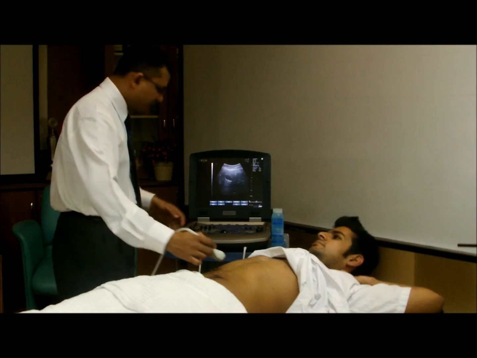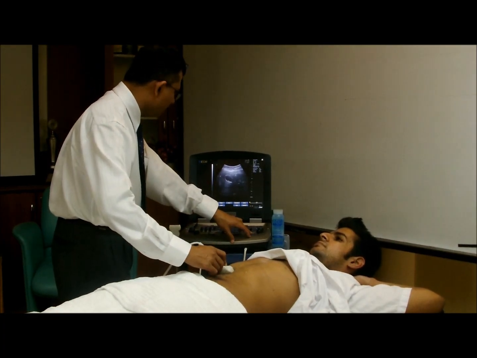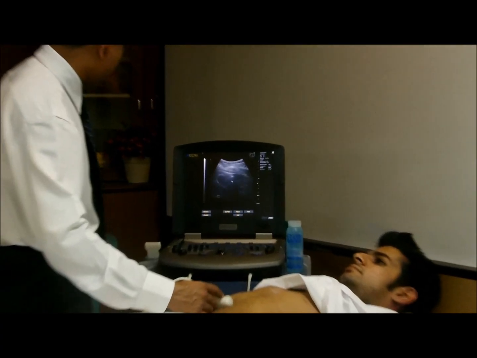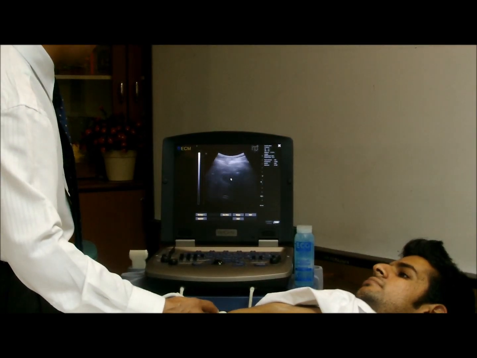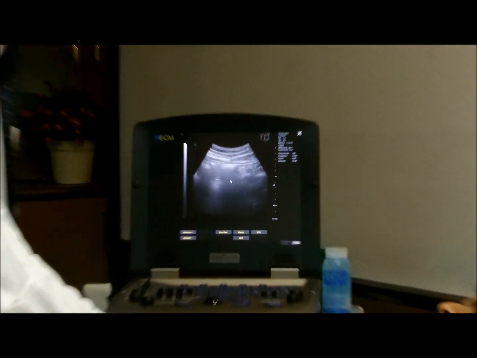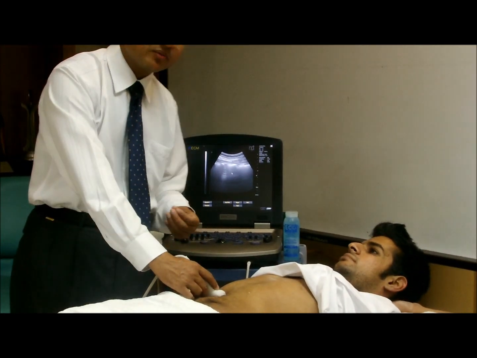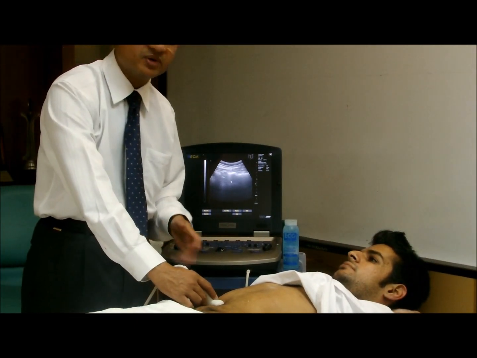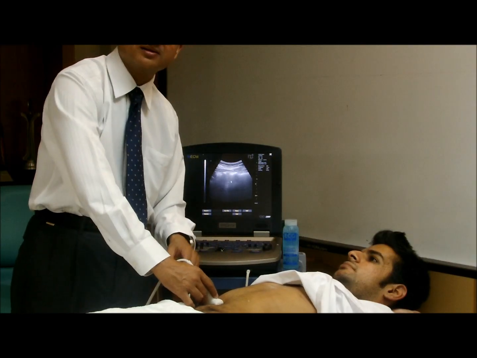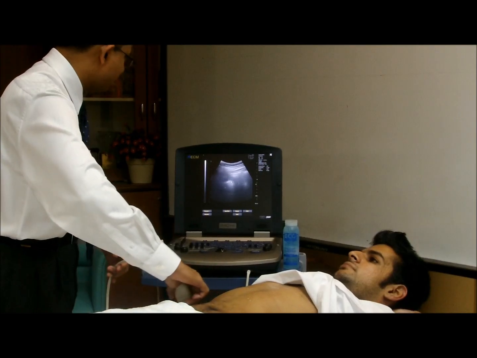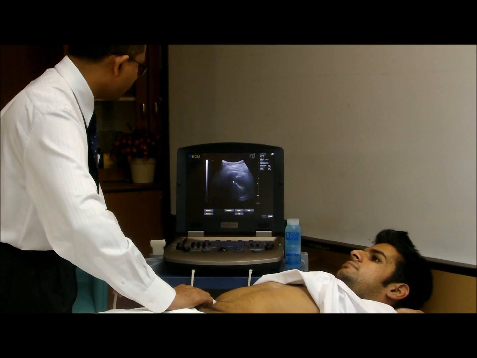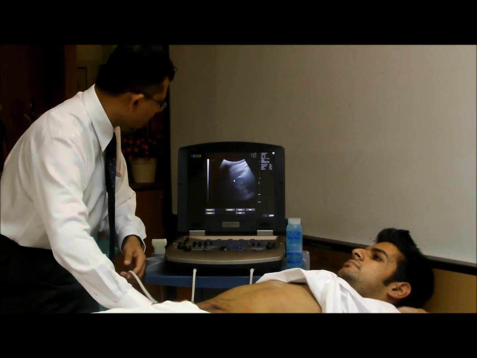And at the same site where you can visualize the gallbladder, you could actually press it, and if there is a cholecystitis, you can get what we call a sonographic Murphy sign. The patient will just stop breathing as you press it. So that's how you can explore the liver along the way up to this area.